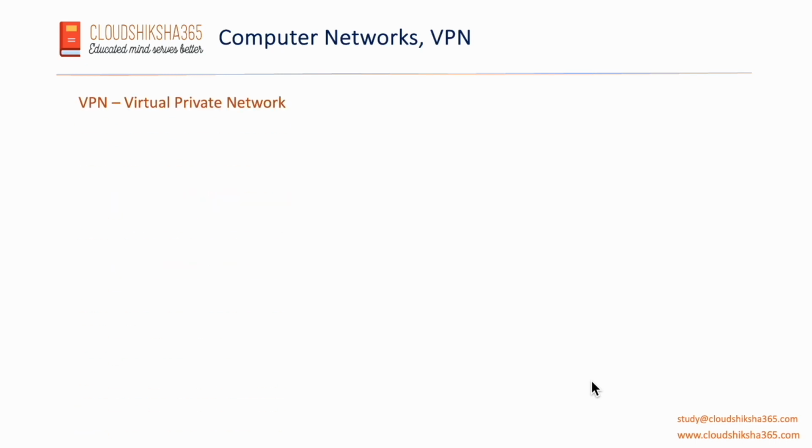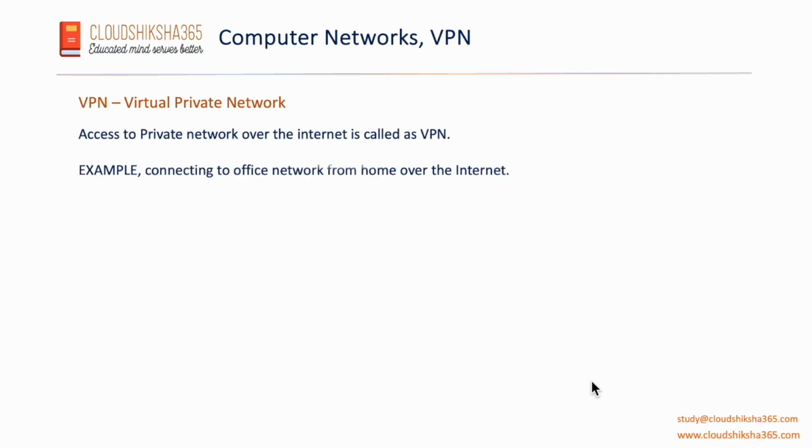So VPN, which is termed as virtual private network. As the name suggests, a private network which is existing virtually. That means remotely. So access to a private network over the internet is called VPN. For example, you want to connect to your office network from home using your internet connection. That type of connection is called a virtual private network.